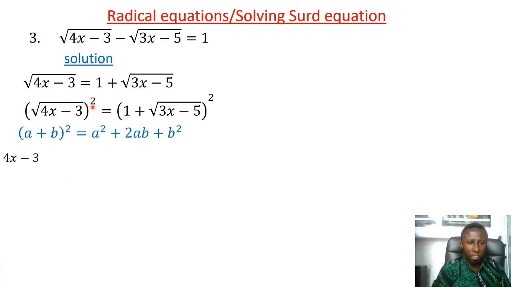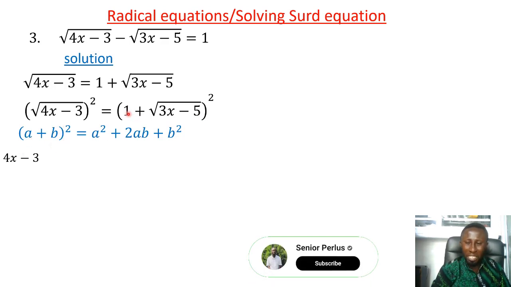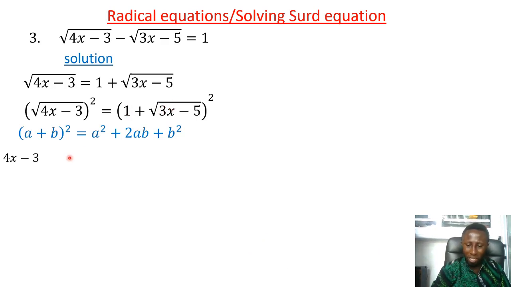Yes, so as for this one cancel, we get 4s minus 3, then equals, now with this. So now our one here is our a, and this one is our b. So anywhere that we see a, we put 1 there. Anywhere we see b, we put root of 3s minus 5. Because we said that a plus b all square, and we are saying that our one here is a, then this one is our b. So let's continue. We are going to use a square plus 2ab plus b square.